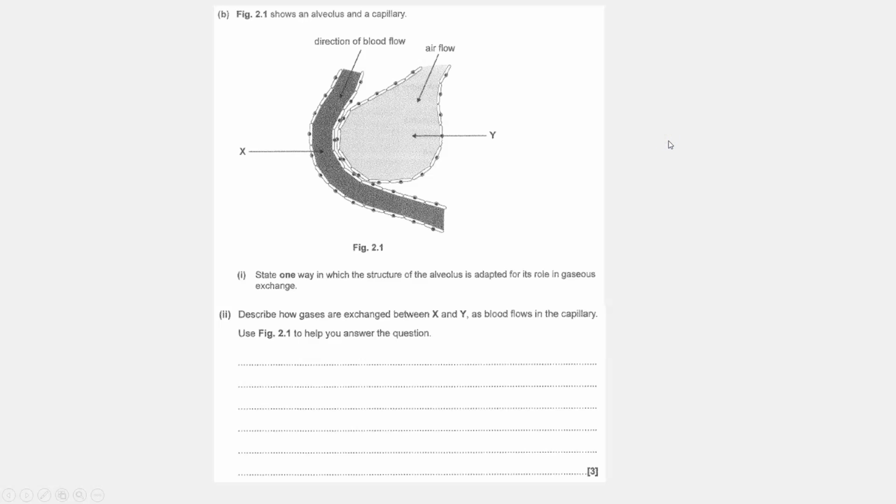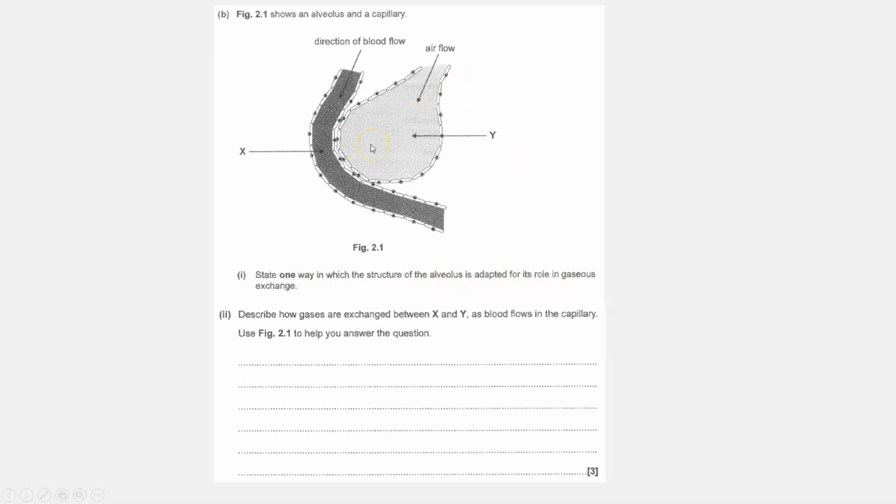So, what we need to be looking at today is gaseous exchange and how gases exchange between the alveoli and the bloodstream. So this is a typical exam question that you may get in an exam. Figure 2.1 shows an alveoli and a capillary. Alveoli is Y, capillary is X. State one way in which the structure of the alveoli is adapted for its role in gaseous exchange.